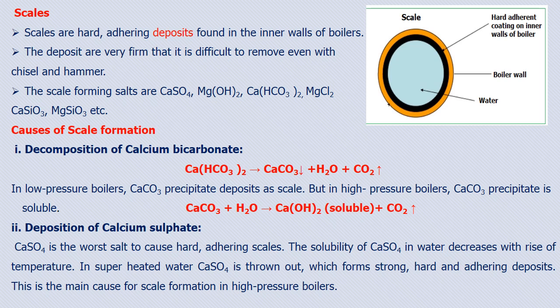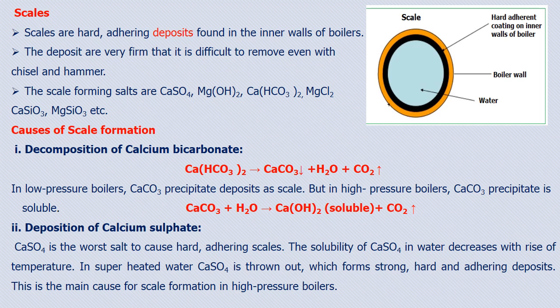Now let us see about the scales. Scales are hard adhering deposits which are found on the inner walls of the boiler. See here, the black portion is the scale which is formed, which is a hard and adhering deposit on the inner wall of the boiler. They are so firmly adhering to the surface that even if I use a hammer and chisel to remove this hard scale, it is difficult to remove. They have a lot of binding with the metallic part of the boiler.